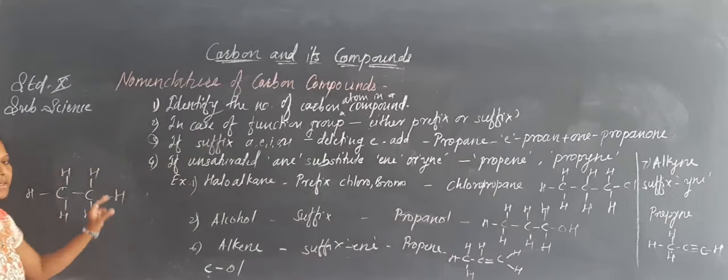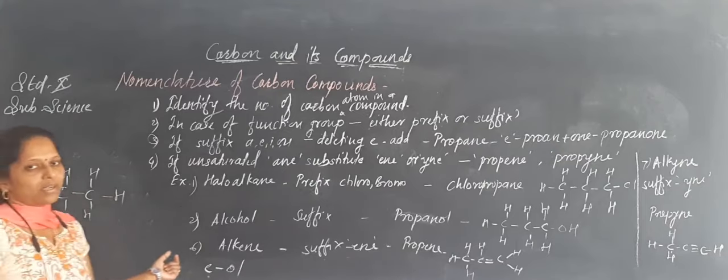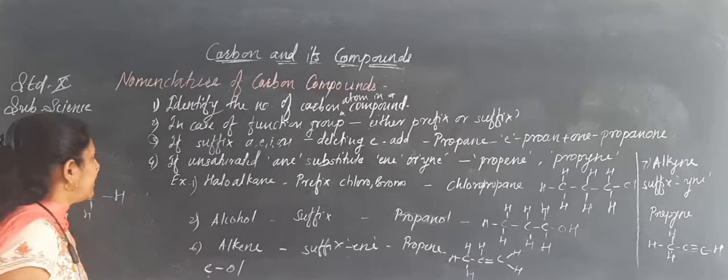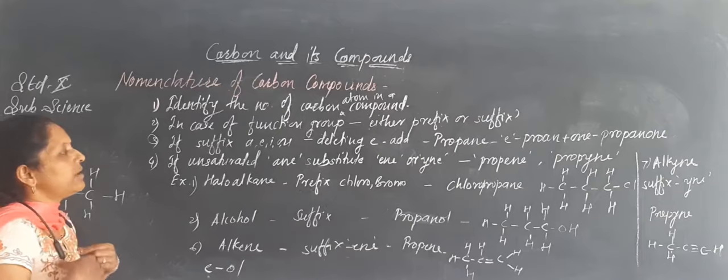This is a whole carbon compound. In that carbon compound, two carbon atoms are there. So by that, we are identifying that it is ethane. It is a saturated one because a single bond is there between the carbon atoms. In case of a functional group, it is indicated either as prefix or suffix.